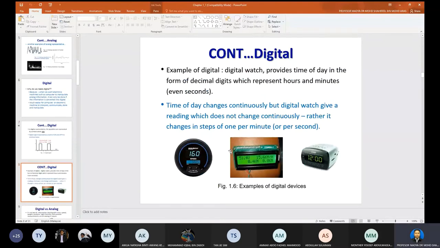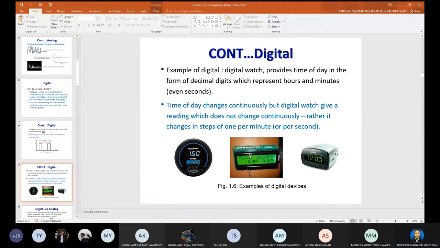Alright, so you can see this one. So this is example of the digital. Maybe some of you have the digital watch. There is a lot of digital in your house. Washing machine using the digitals, providing the time of the day in the form of digital digits, which represent hour and minutes, even seconds. So this is some example of digital device. Maybe you can look around you and find a lot of digital devices in your house. For example, your phone is digital. Your watch, maybe you can see this one, the display is also digital, right?